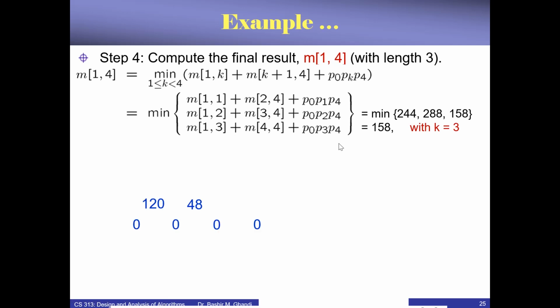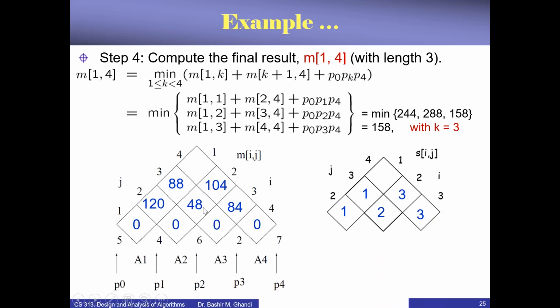All these values are already computed in our table. Okay, 1 1, obviously the i's are all zeros. Now what is 2 4? 2 4 is 104, and 1 2 1 2 is 120, and 1 3 1 3 is 88.